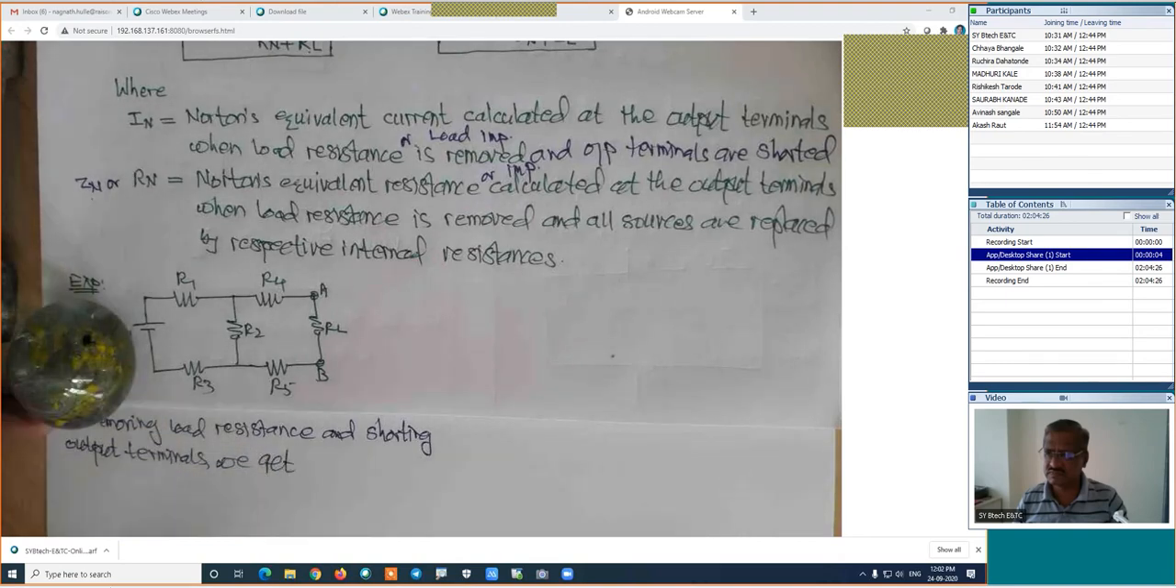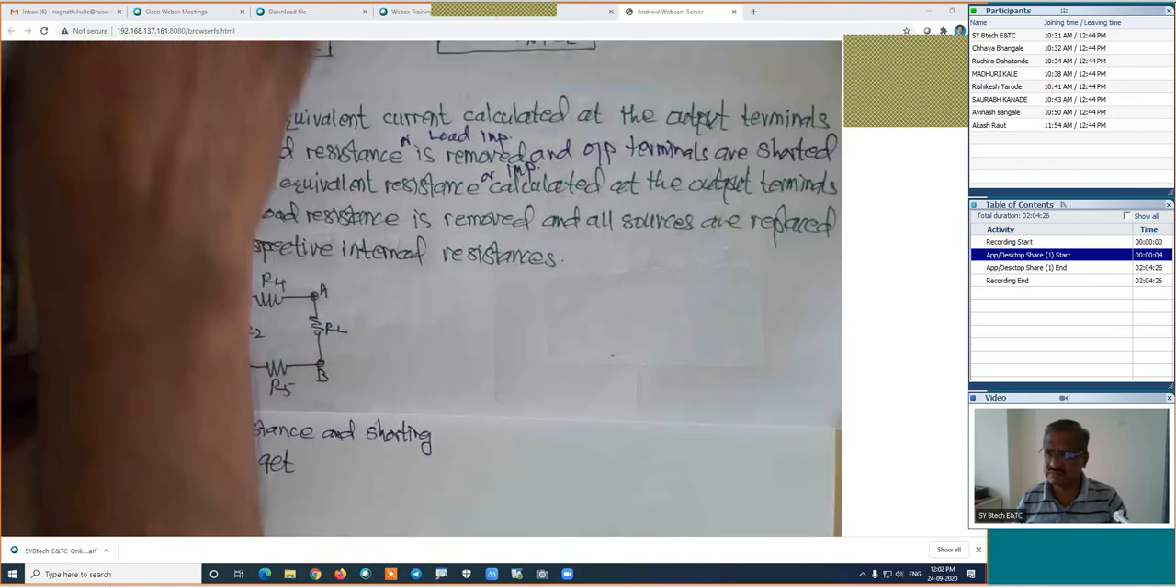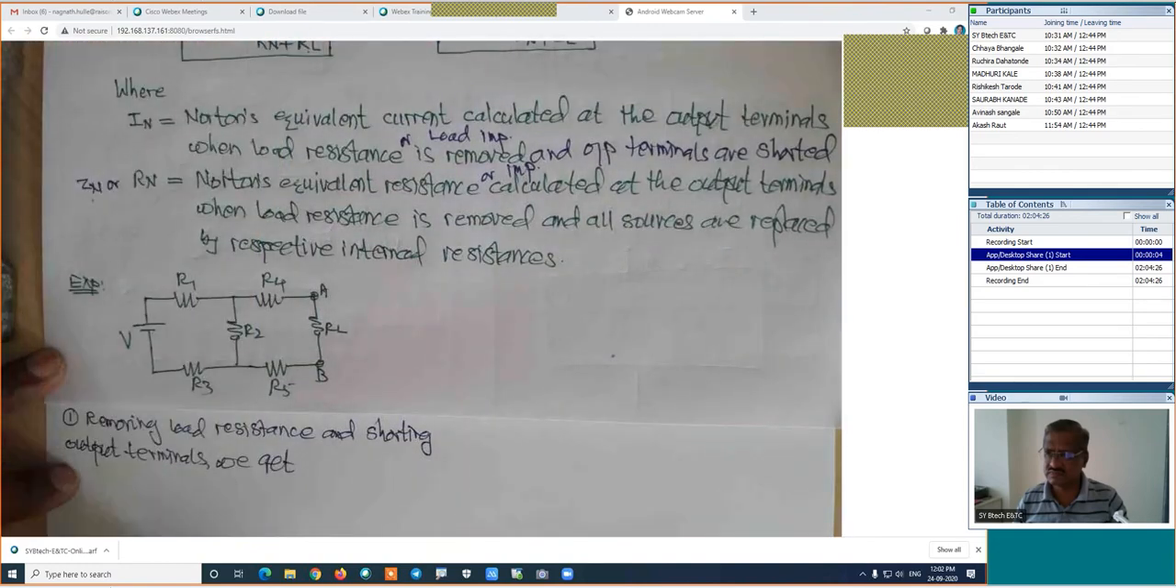We will short the output terminals. How will the figure be? The figure for this calculation or explanation will be something like this. This is one part. This is another. Now this will be the figure for step number 1.